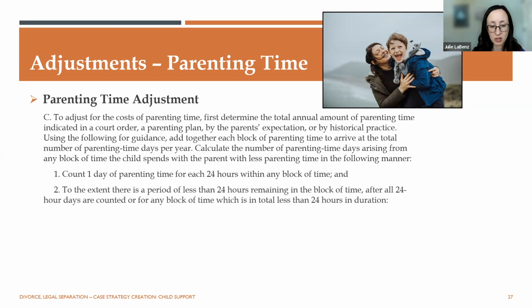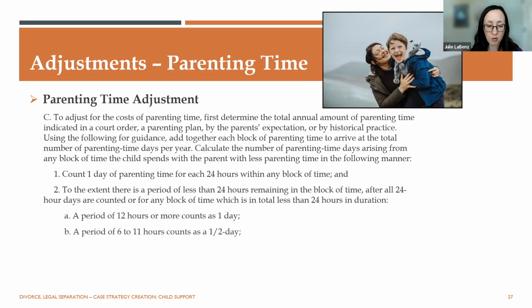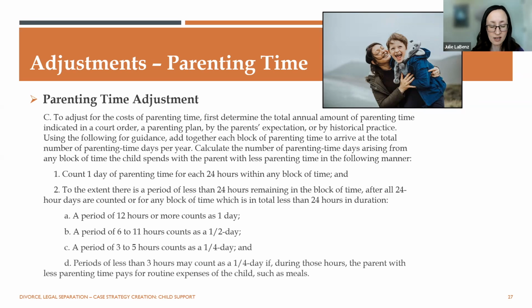To the extent there is a period of less than 24 hours, then a period of 12 hours or more is 1 day. A period of 6 to 11 hours is a half day. 3 to 5 hours is a quarter of a day. And less than 3 hours may count as a quarter of a day if during those hours the parent with less parenting time pays for routine expenses such as meals.